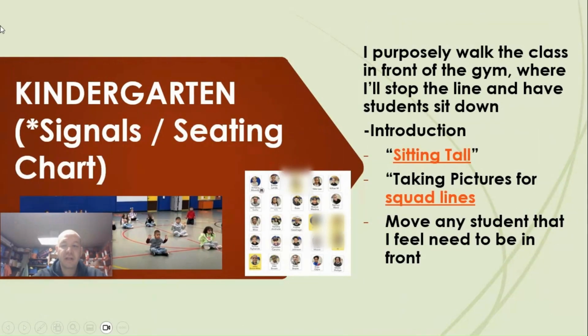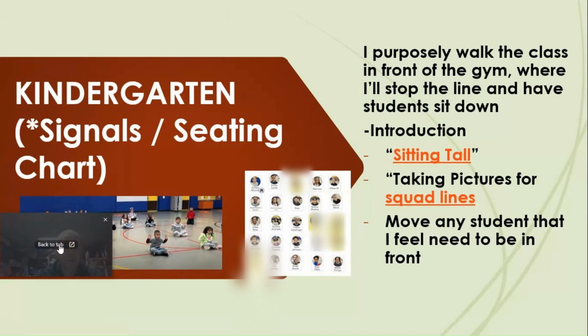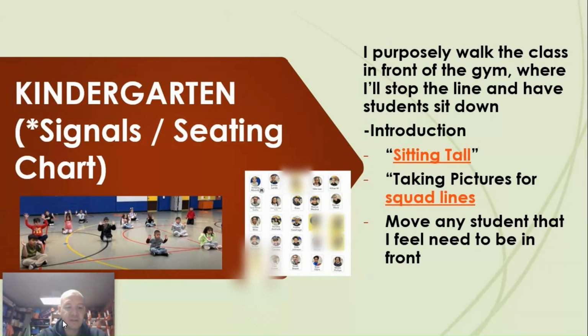Once we're done with our follow the leader, I'll have them go to the front of the line in front of the gym, and they'll just sit down. That's where I will teach signals. I'll teach my sitting tall signal, and then I'll also put them in their squad lines.